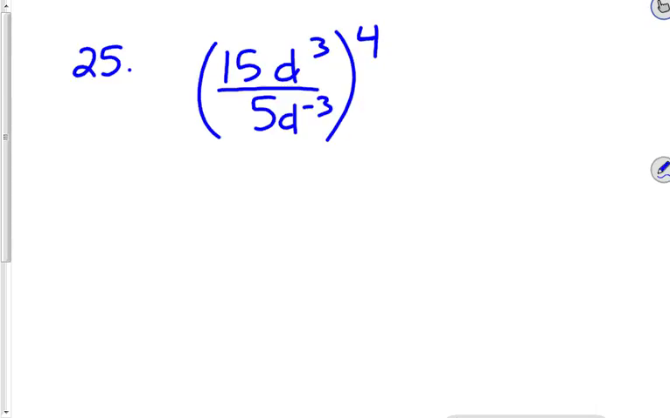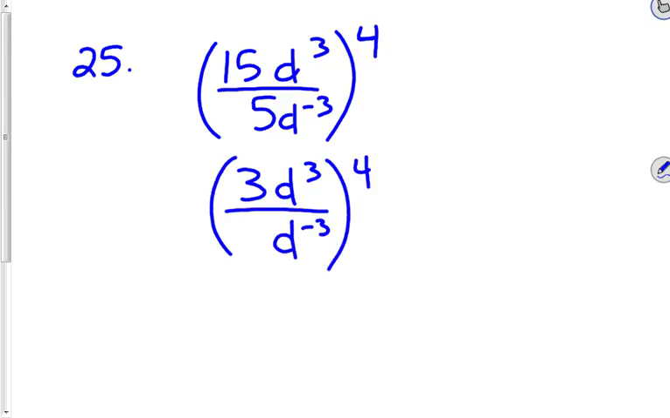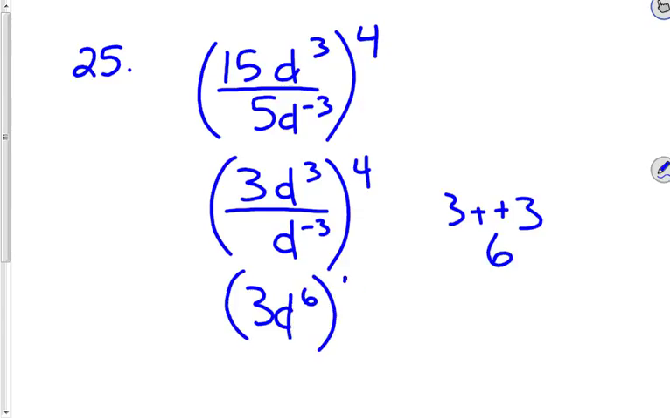All right, number 25. So I'm going to simplify what's in parentheses first. 15 divided by 5, right here, of course, is 3. So I'm going to have 3d to the third over d to the negative third. It's all being raised to the fourth power. Then I have the quotient rule with the d's right here. So I subtract the exponents. So I get 3 minus a negative 3, which is the same as 3 plus 3, which is 6. So now I have 3d to the sixth, all still being raised to the fourth power.